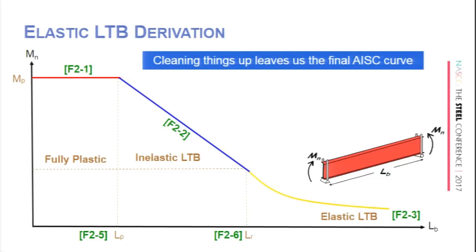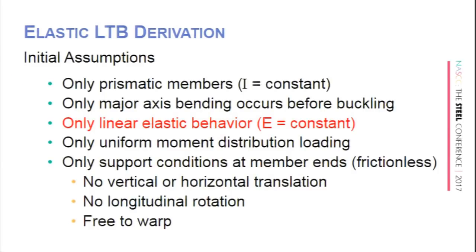So we clean things up. That leaves us with our final AISC curve. So that's how we deal with only linear inelastic behavior. We basically do a linear interpolation between the full plastic moment capacity at L sub P and our elastic buckling equation at L sub R.